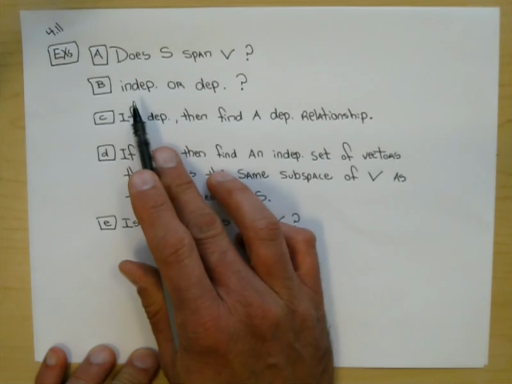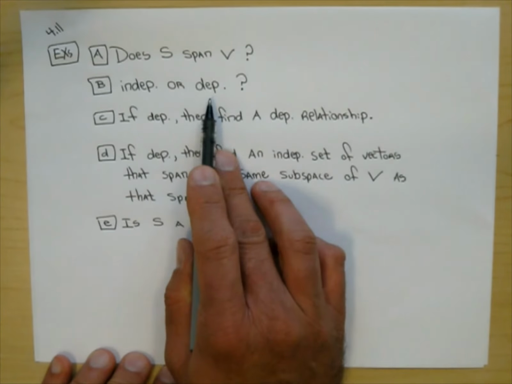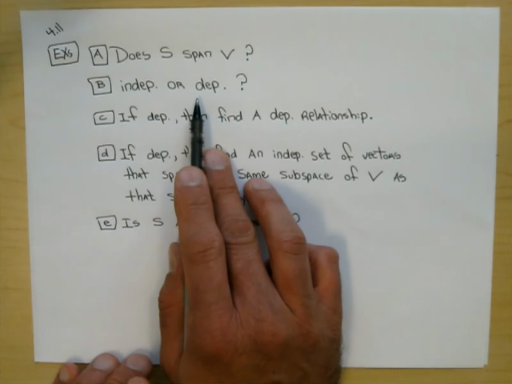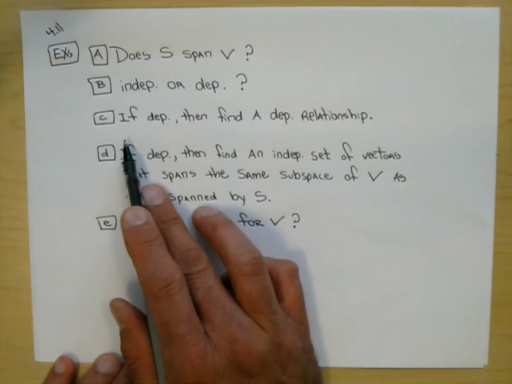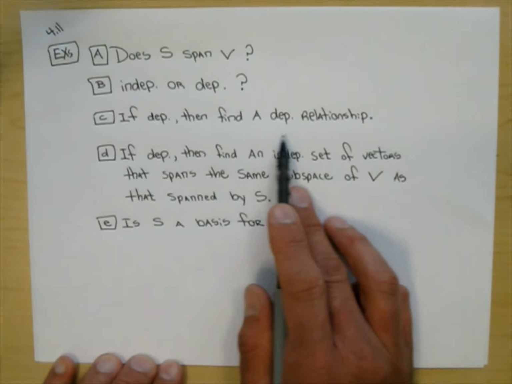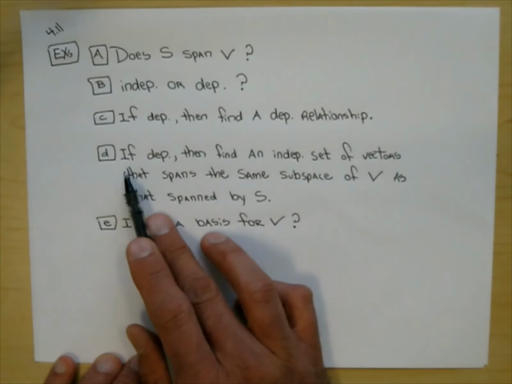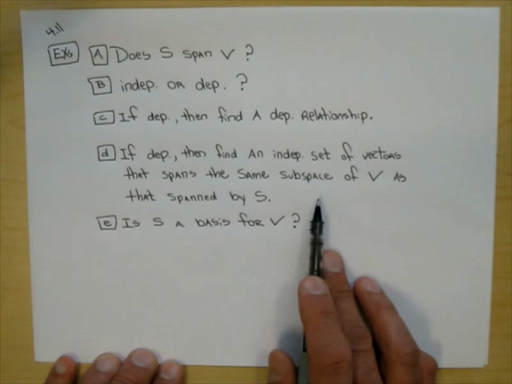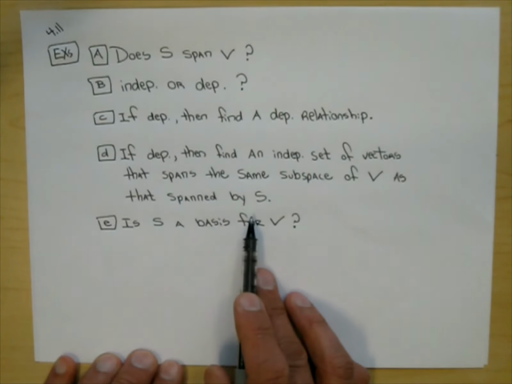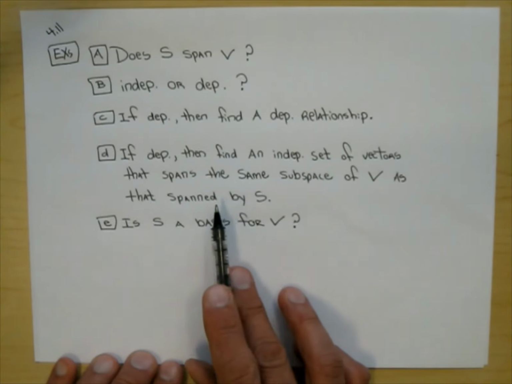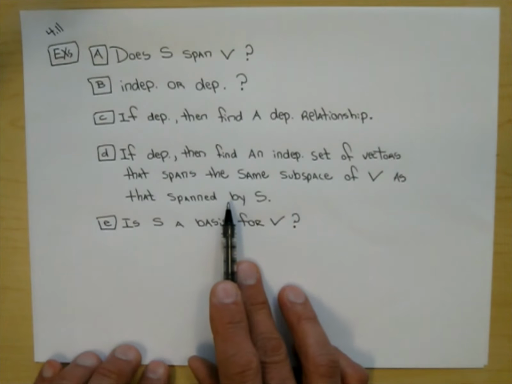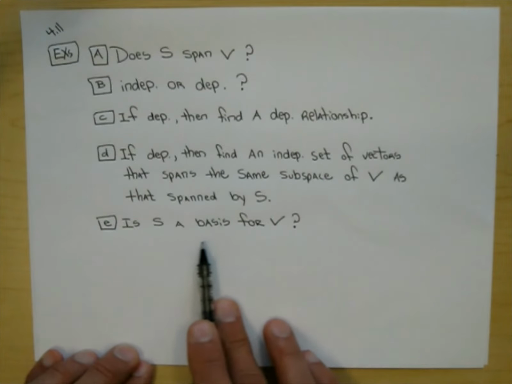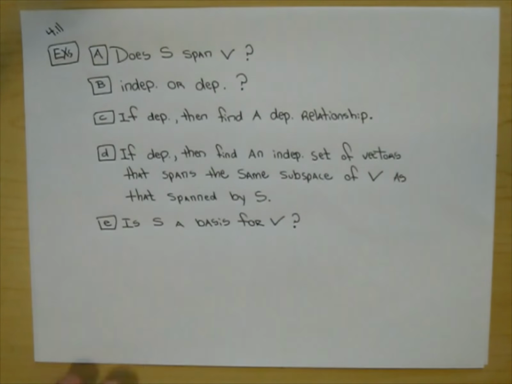Is the set independent or dependent? So that's where the book stops. But there's other questions within the homework that will be on the test that you need to know. If S is dependent, then find a relationship. If S is dependent, then find an independent set of vectors that spans the same subspace of V as that spanned by S. So basically part D says kick out the dead weight. And then E is, is S a basis for V? And we could probably answer that right after we answer A and B.